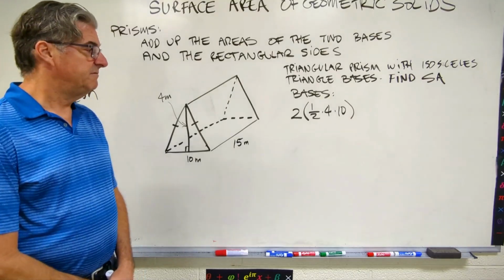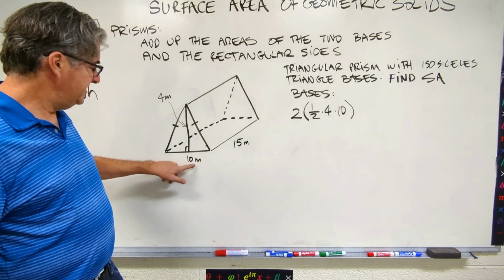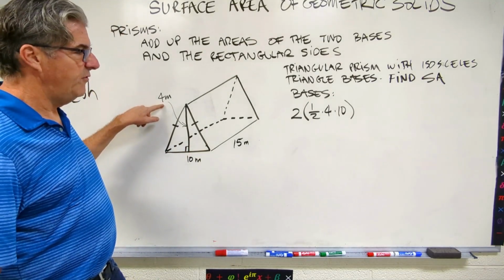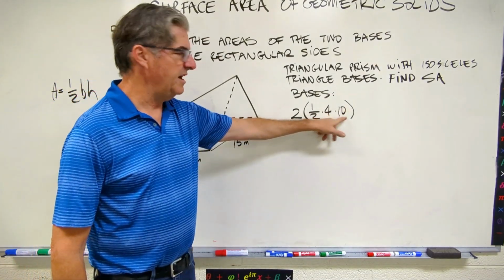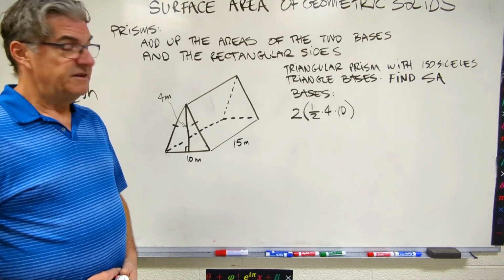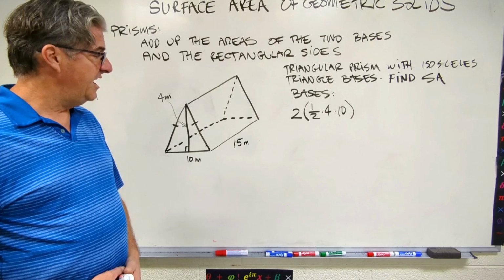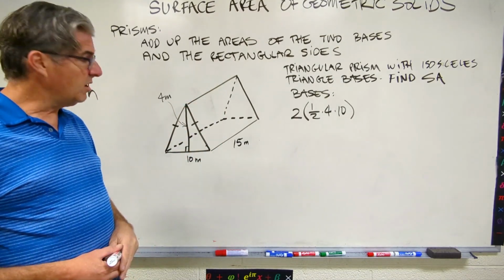All right, let's see how you did. The area is 1/2 base times height. So 1/2 base, which is 10, times the height, which is 4. And we have 2 of them. So I put 2 times 1/2 times base times height. So that is the area of our 2 bases. Now we need to figure out the area of the 3 rectangular sides. And this is a little more complicated.